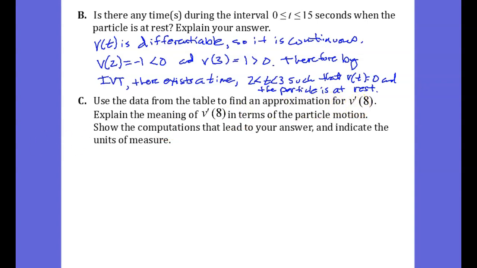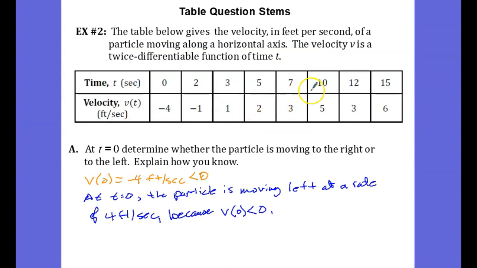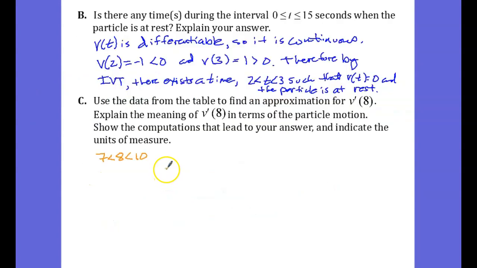Since they gave me the function in table form, what I'm going to have to do is look at a subinterval that contains 8 seconds and use that to calculate an average rate of change. So I'm going to use these values here. From 7 to 10, the velocity changes from 3 to 5. So let's find the average rate of change over that subinterval. So the first thing I need to show is that 8 is on this subinterval from 7 to 10.